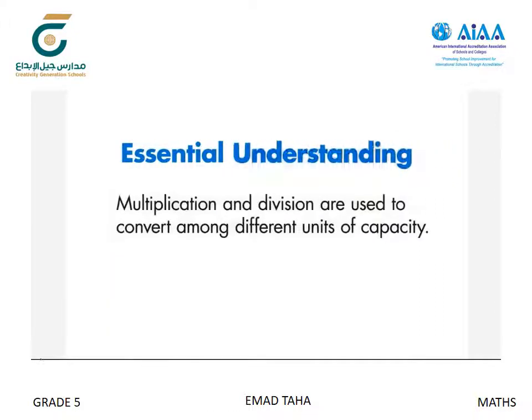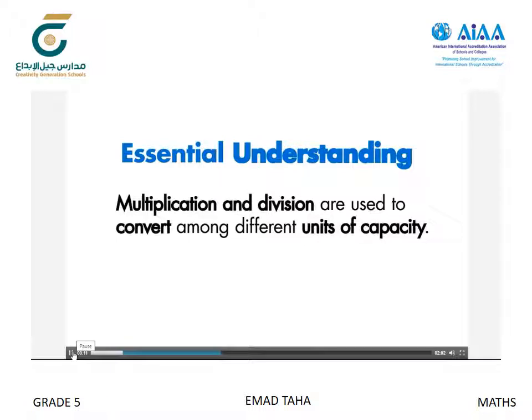The essential understanding for this lesson is that multiplication and division are used to convert among different units of capacity. Previously, students learned the relative size of metric units of capacity and how to use multiplication and division to convert metric units of length. In this lesson, students convert among different metric units of capacity.